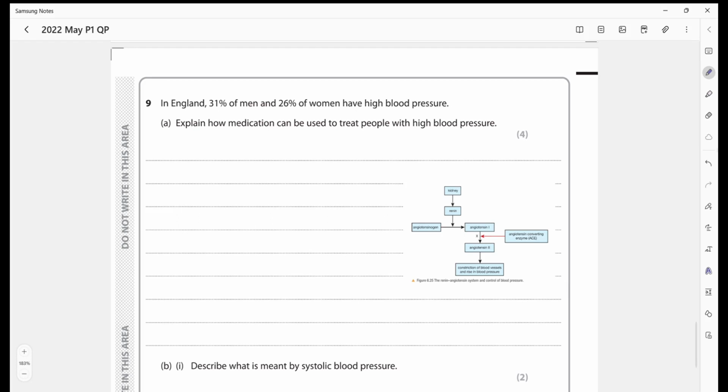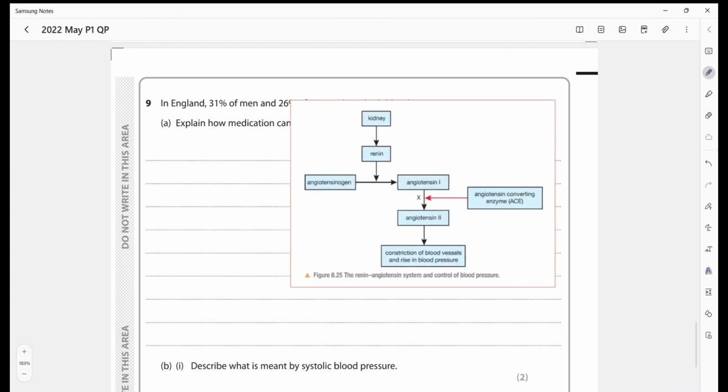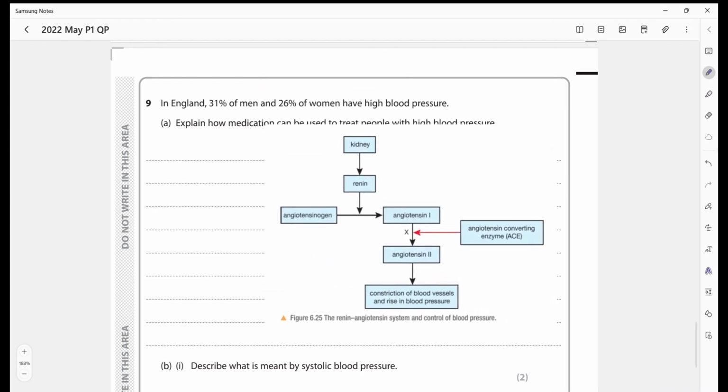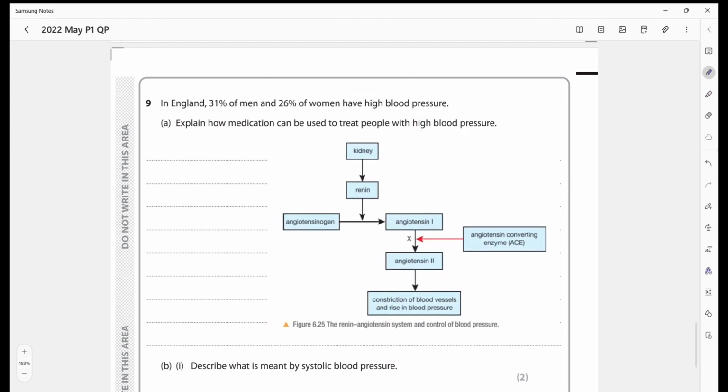Okay, we're finally in the last question. So question 9. In England, 31% of men and 26% of women have high blood pressure. Explain how medication can be used to treat people with high blood pressure. Okay, so this is one of the medications that you need to know, and that is called the ACE inhibitors. So let's go over that together. So just a little bit of background here.